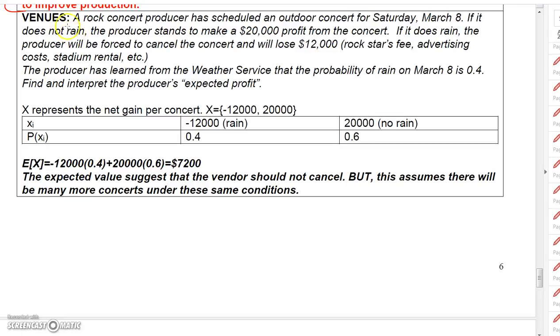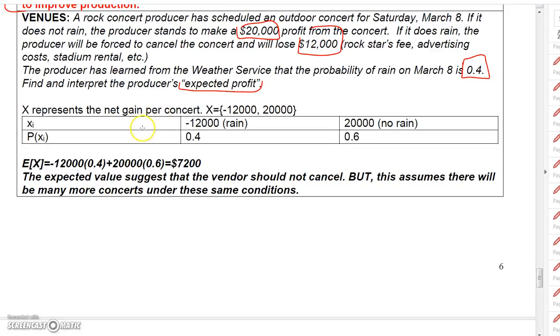Okay, let's talk about a venue. A rock concert producer has scheduled an outdoor concert for a particular day. If it does not rain, the producer should make $20,000 from the concert. If it does rain, the producer will be forced to cancel the concert and will lose $12,000. The producer has learned from the weather service that the probability of rain is a 40% chance, or 0.4. Find and interpret the producer's expected profit.